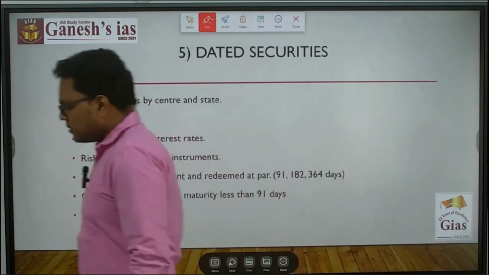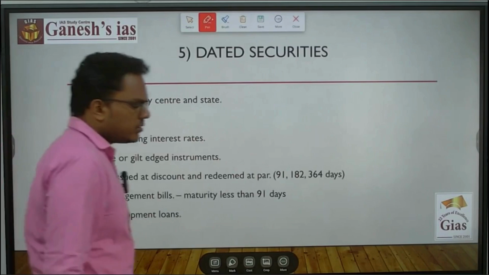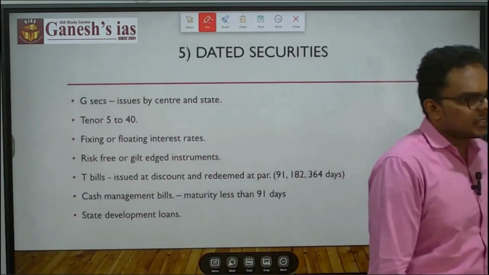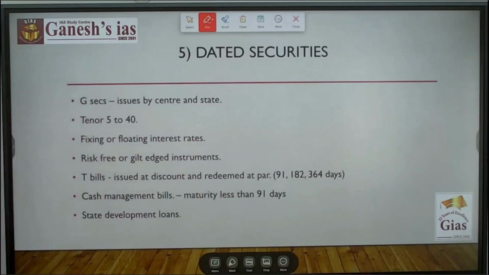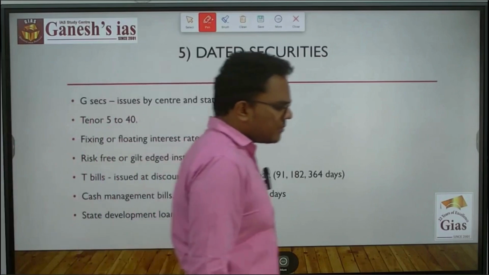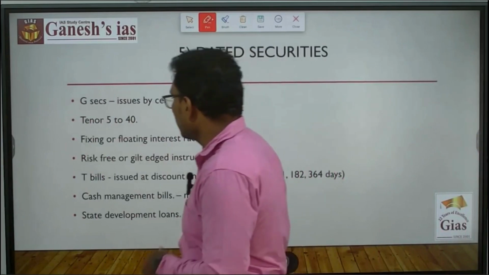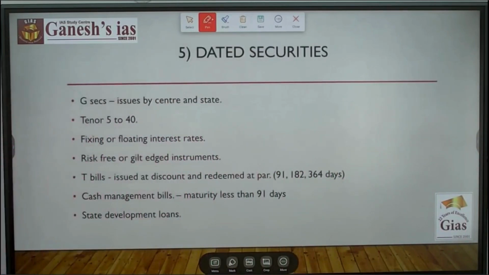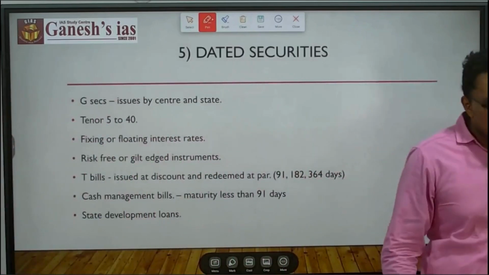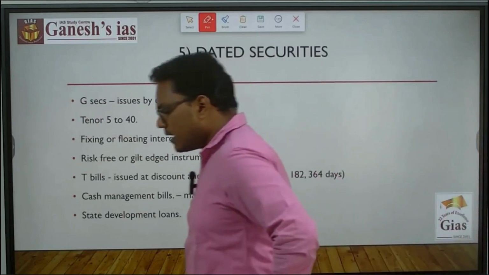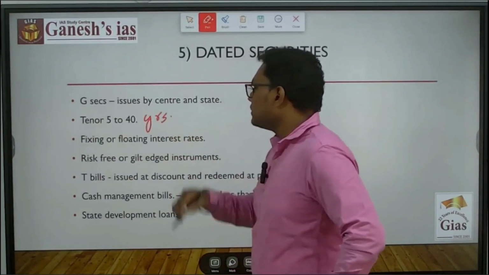And then, what are dated securities? I think on this topic of securities, government securities, treasury bills, state development loans, cash management bills, every year you will get at least one question or one statement. So you need to know what these are. Government securities are securities issued by your center and state. They are issued by the Government of India or the government of a state, and it's done by RBI on behalf of the governments. The tenor for them is 5 years to 40 years.